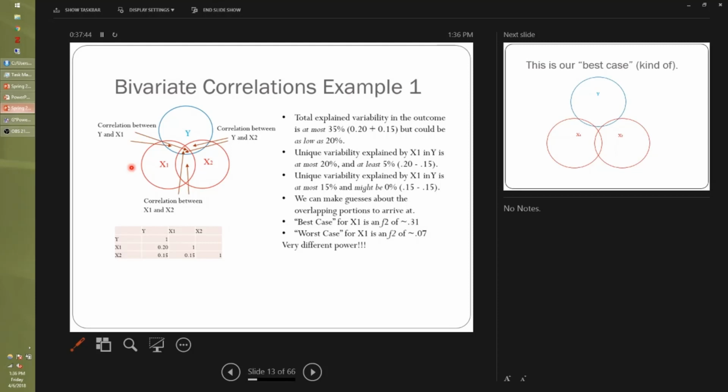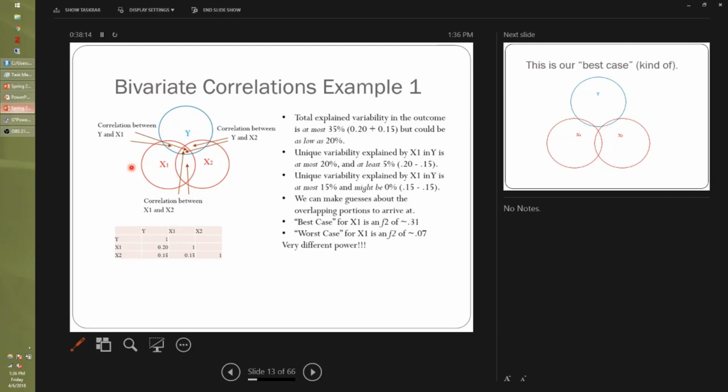That's a great question. And the worst case is that actually only 20% of the variance is explained in Y, and so 80% of it is unexplained, and the unique variability is only 0.05. So 0.05 divided by 0.8, or 5 divided by 8, is like 7%. Anyway, in this worst case scenario, it's going to be much smaller.